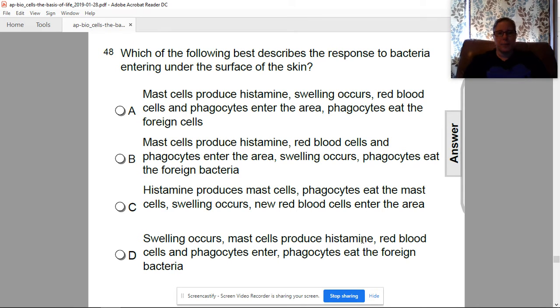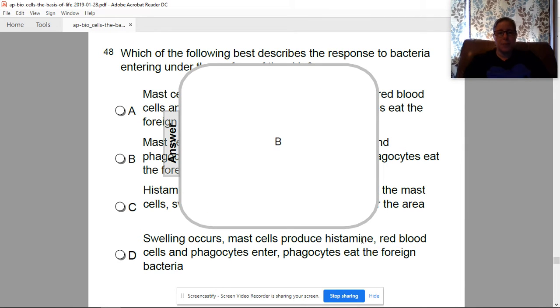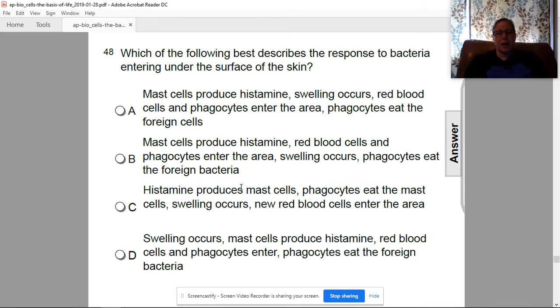All right, which one do you think is right? B. Did you say B? A and B are exactly the same, except this one says foreign cells and this one says foreign bacteria, and bacteria is going to be the better answer here.